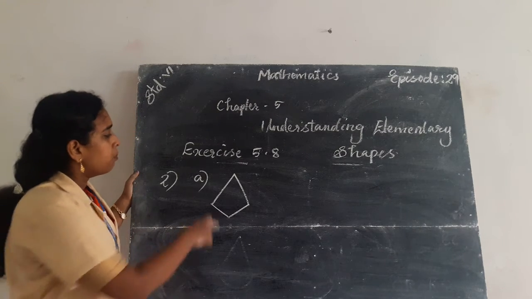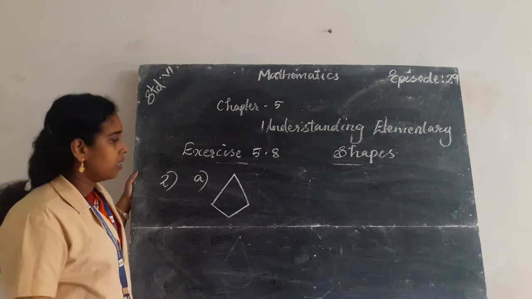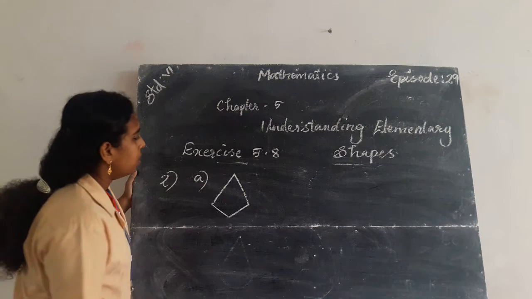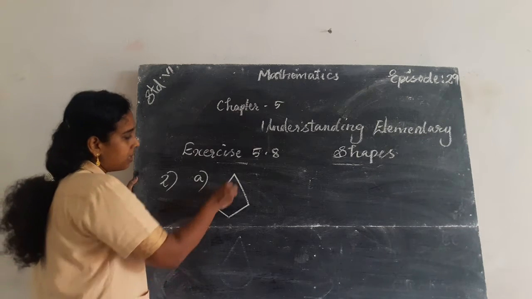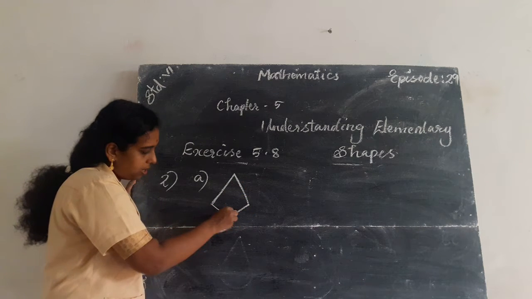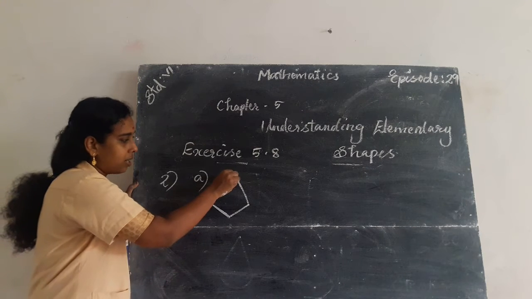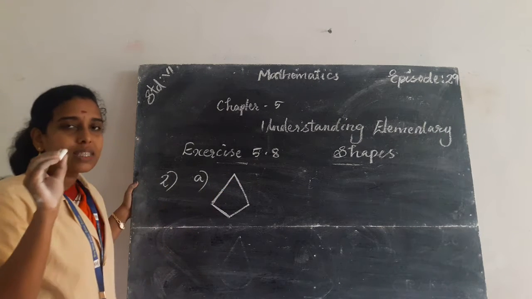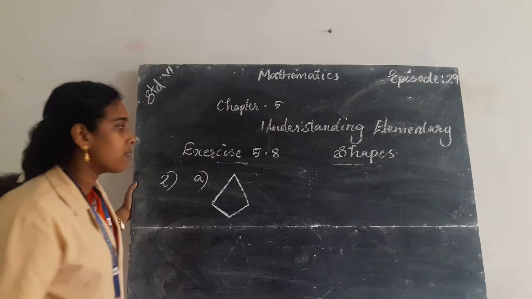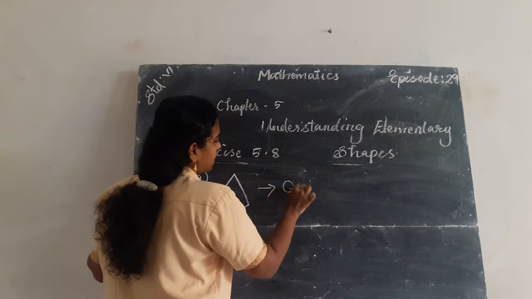Polygons are classified according to the number of sides, so we want to identify the number of sides in this picture. How many sides are in this picture? 1, 2, 3, 4. The polygon with four sides is called a quadrilateral. So the name of this polygon is quadrilateral.